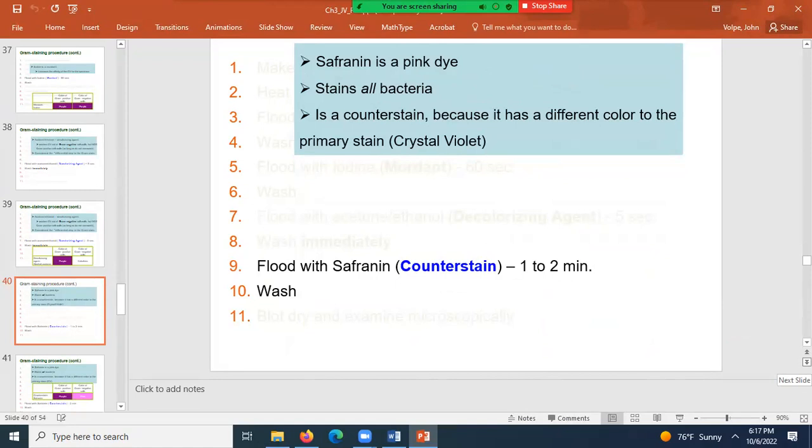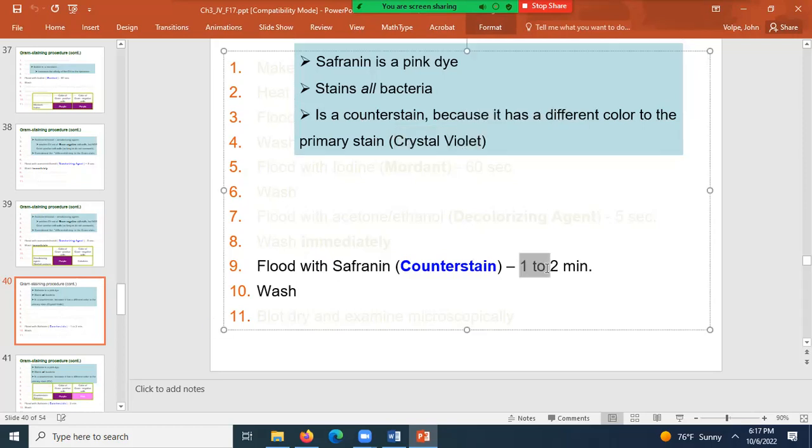You then apply safranin. Safranin is a pinkish dye. It gets in all the cells, so it stains all the bacteria. It is a counterstain because it has a different color to the primary stain, meaning it has a different color than crystal violet. You apply the safranin for 1 to 2 minutes, and then you dump it off and wash with cold water to remove the safranin. Any question about any of that?